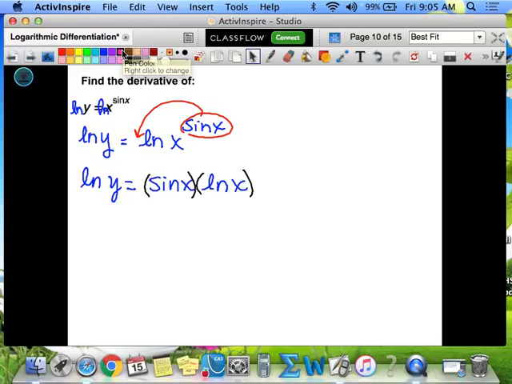Wouldn't that be the generic formula as well, like function to a function power? Yeah, you could call this an f of x and a g of x and turn it into a log of x, yeah.